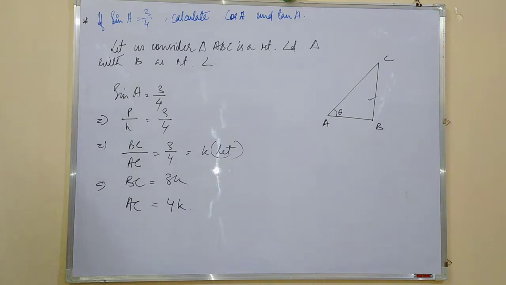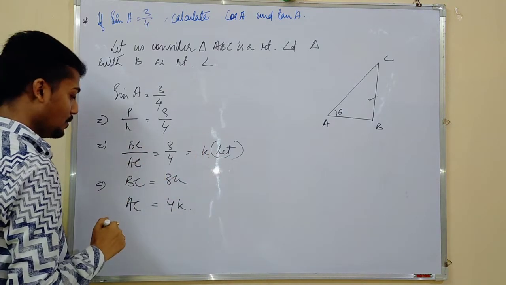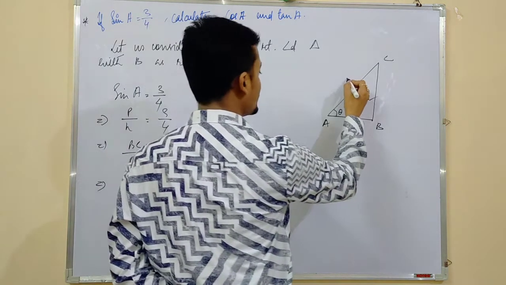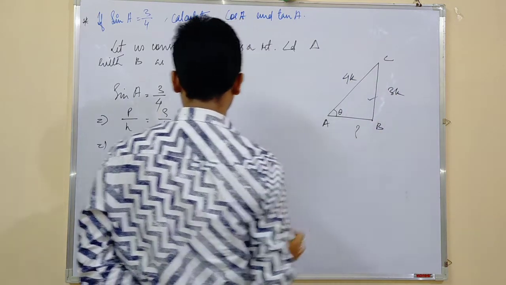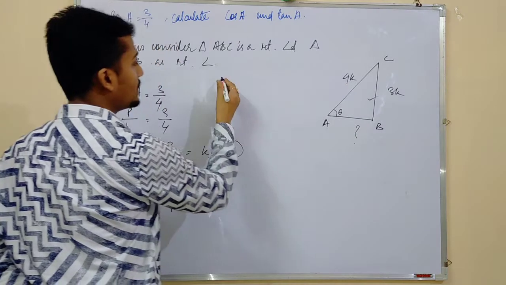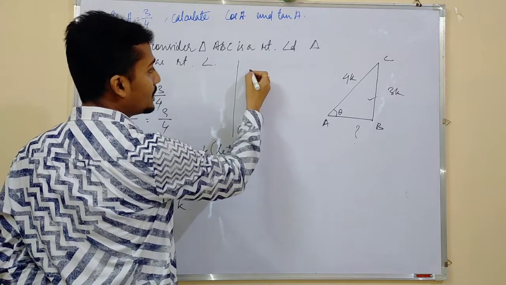Is that clear? If I have taken this as K, then BC will be equal to 3K and AC will be equal to 4K. Now here let me mention it. AC is equal to 4K, BC is equal to 3K. Can I find out AB? Yes, we can find out AB by the application of Pythagoras theorem.